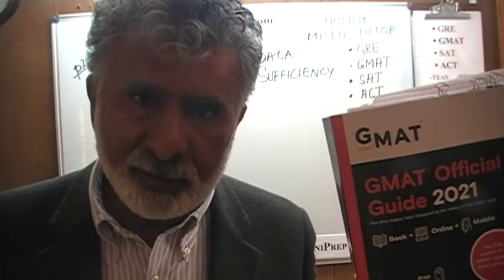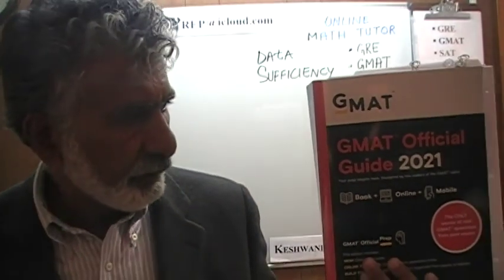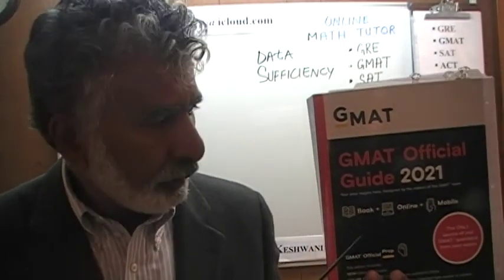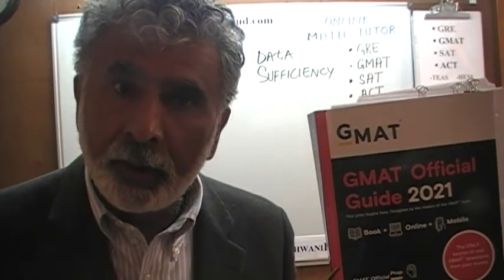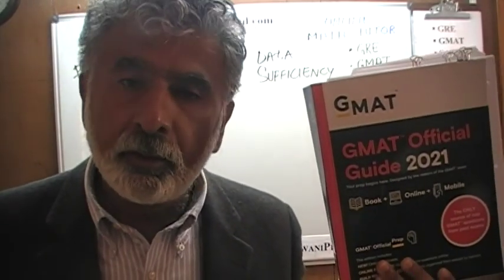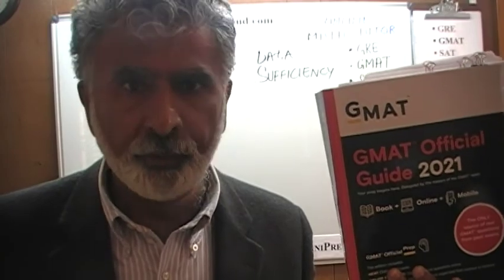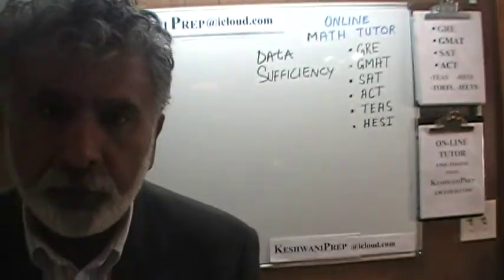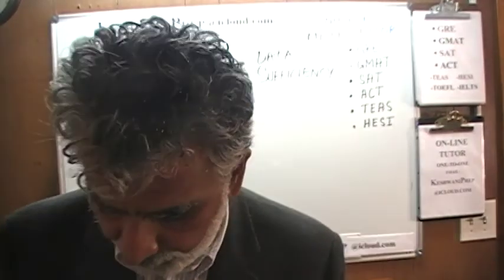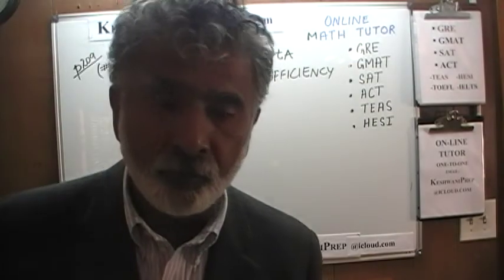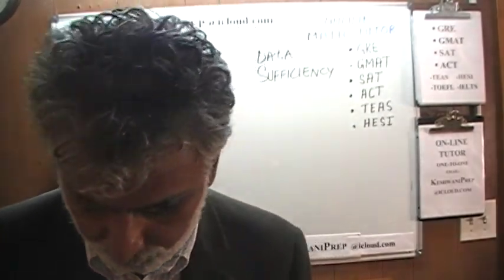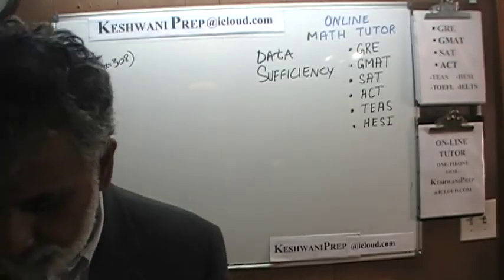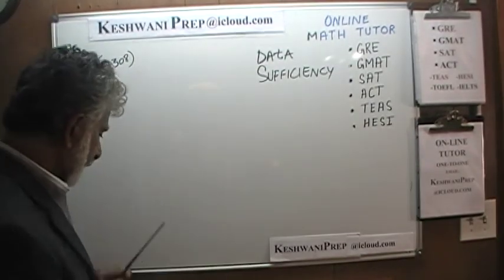We are here because we want to prepare for the GMAT. We have been solving GMAT math problems out of this book, the GMAT Official Guide 2021. If you do not own this book already, purchase one immediately. You're going to need it. Today, we'll solve some data sufficiency problems that you will find on page number 209. It's important that you have the book in front of you so that you can follow the work. Page 209, beginning with number 308.